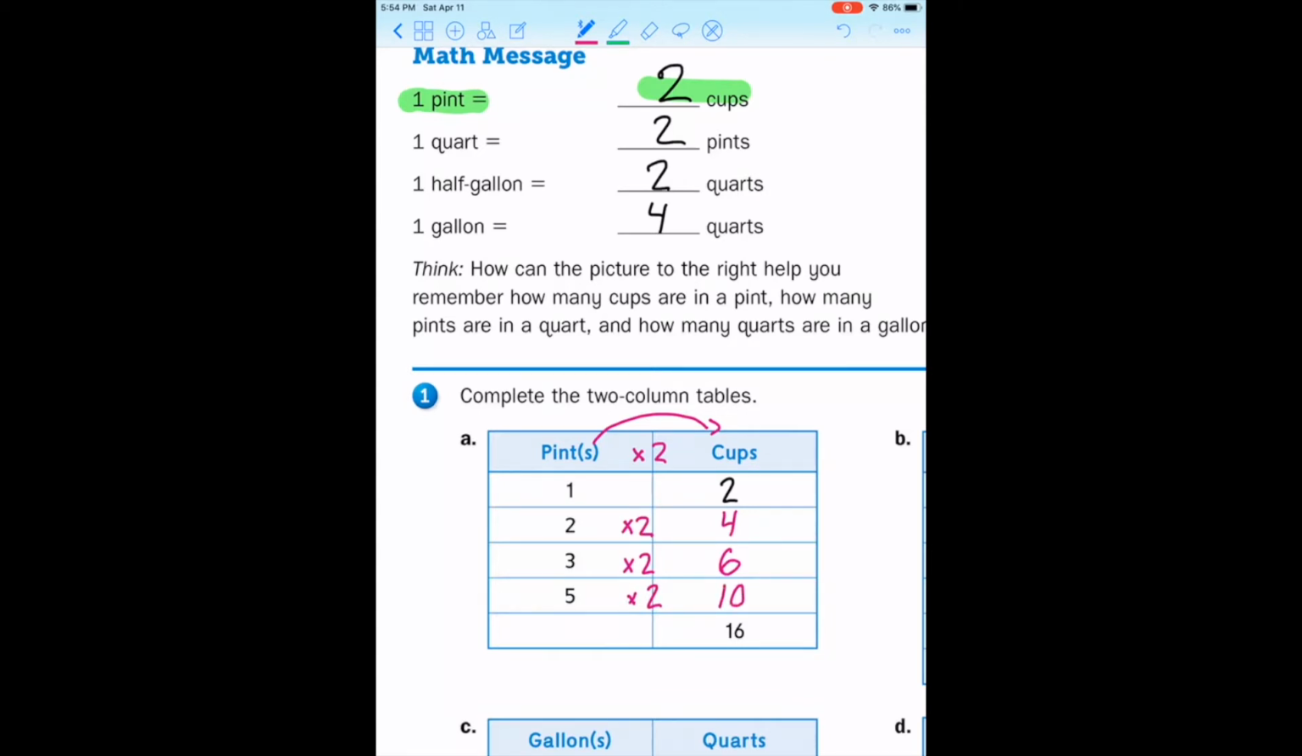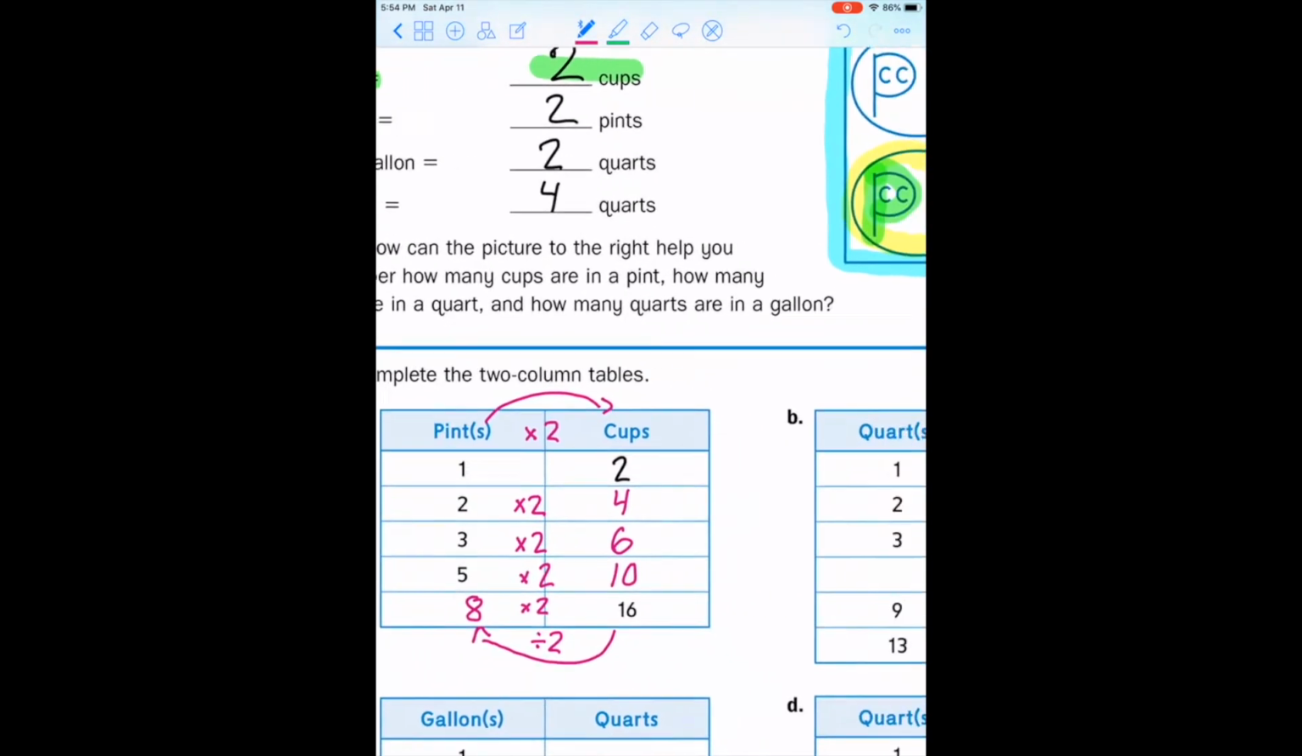And now I have cups going to pints. So what's the opposite of multiplication? You need to divide by 2. 16 divided by 2 is 8, because 8 times 2 is 16. That's a good way to check: you could do multiplication to check your division. Okay, let's look at B.